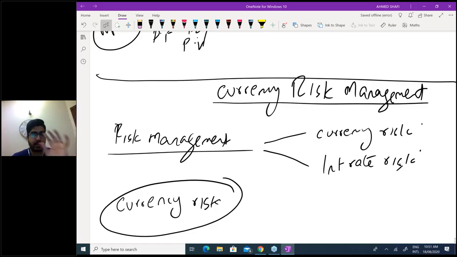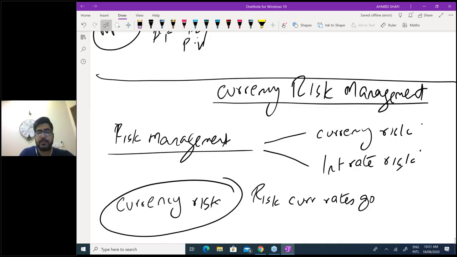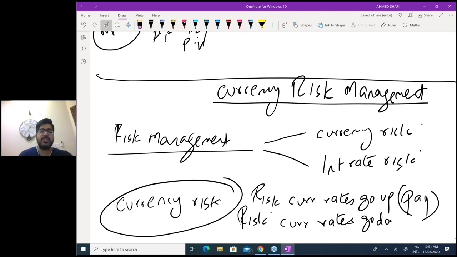But firstly, before starting currency risk management, what exactly is currency risk? We basically define currency risk as the risk that currency rates go up when you have to pay someone, or the risk that currency rates go down when you have to receive. I'm not talking about currency risk management, I'm just talking about what exactly currency risk is. Currency risk is the risk that currency rates go up if you have to pay, or go down if you have to receive.